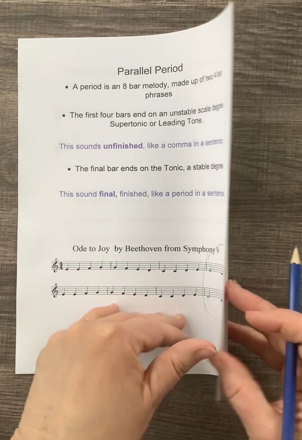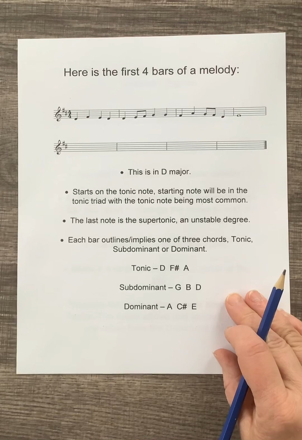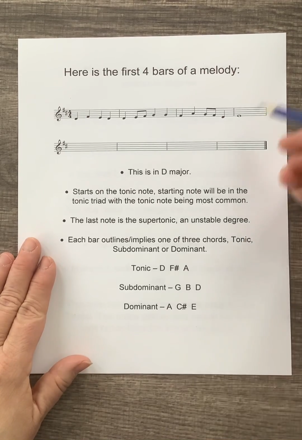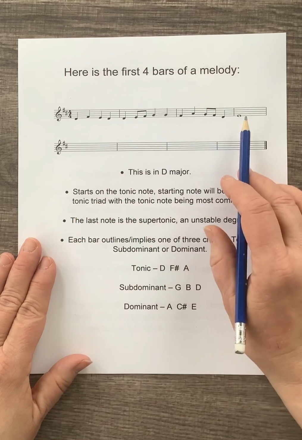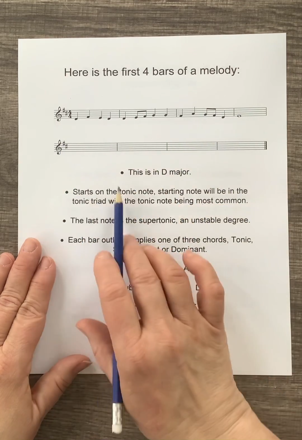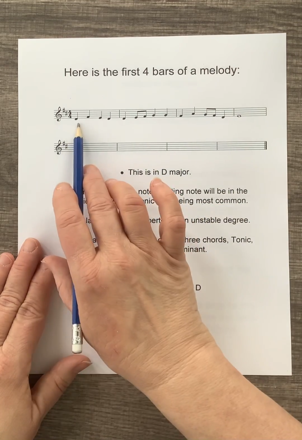Okay? Now, let's look at a melody. Here's the first 4 bars of just some random melody. Okay, we are in D major. It starts on the tonic note D.